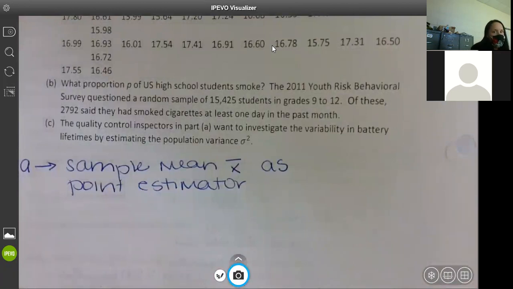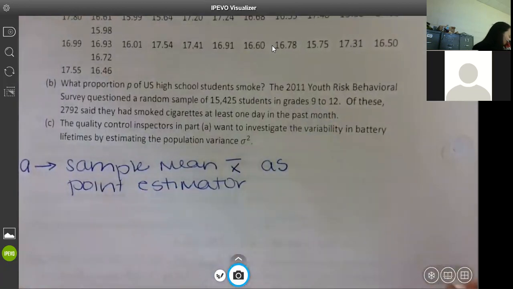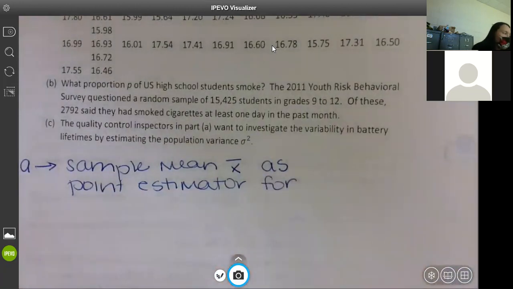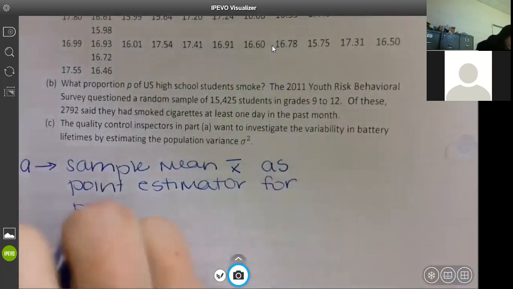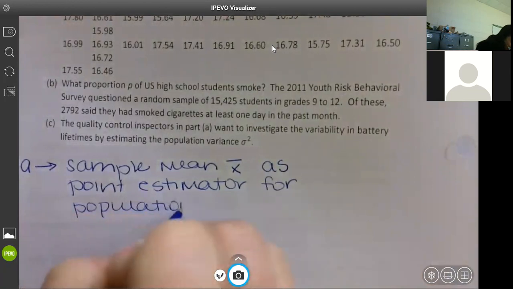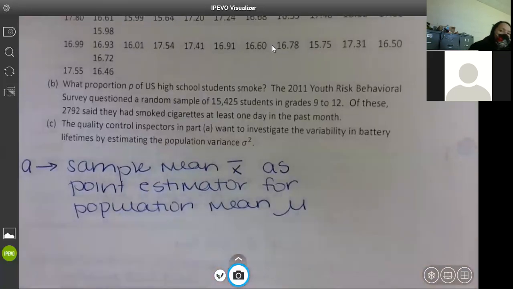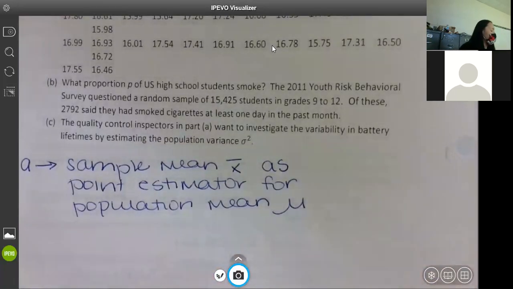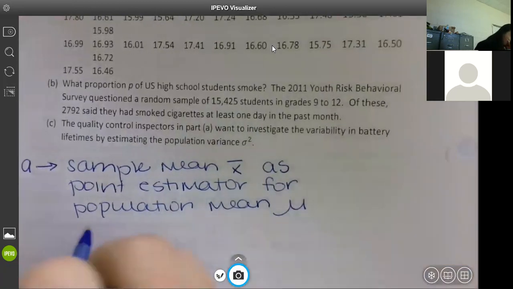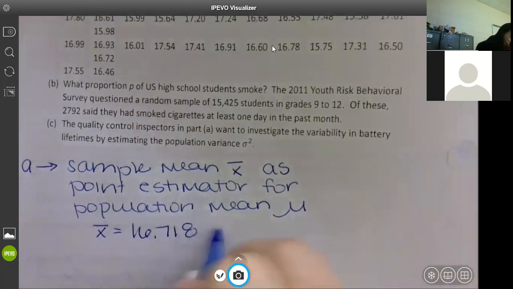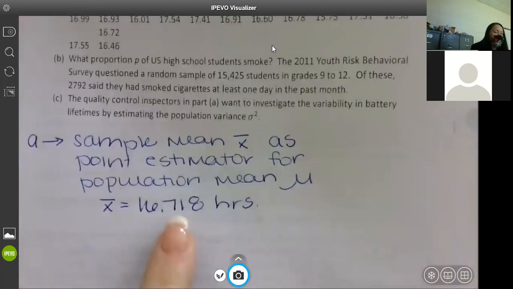How would you find the mean of this data? If I gave you that data, how would you find the mean? Anybody? Given that data, what would you do? Plug it in the calculator. Yes. 1-Var Stats, right? So I'm not making you do this, but I want you to know how to do it. So then we would come up with x bar equals 16.718 hours. Again, just trying to save time. This would come from your 1-Var Stats.